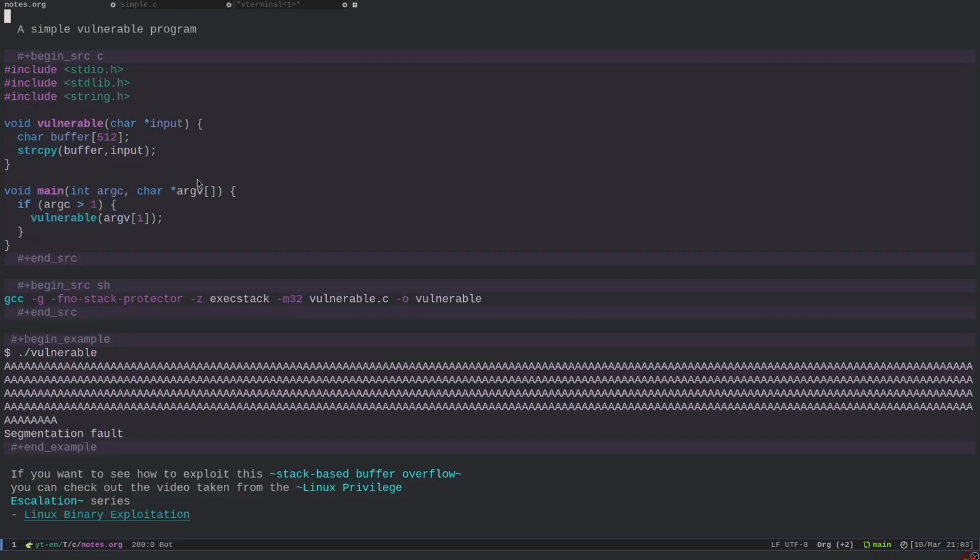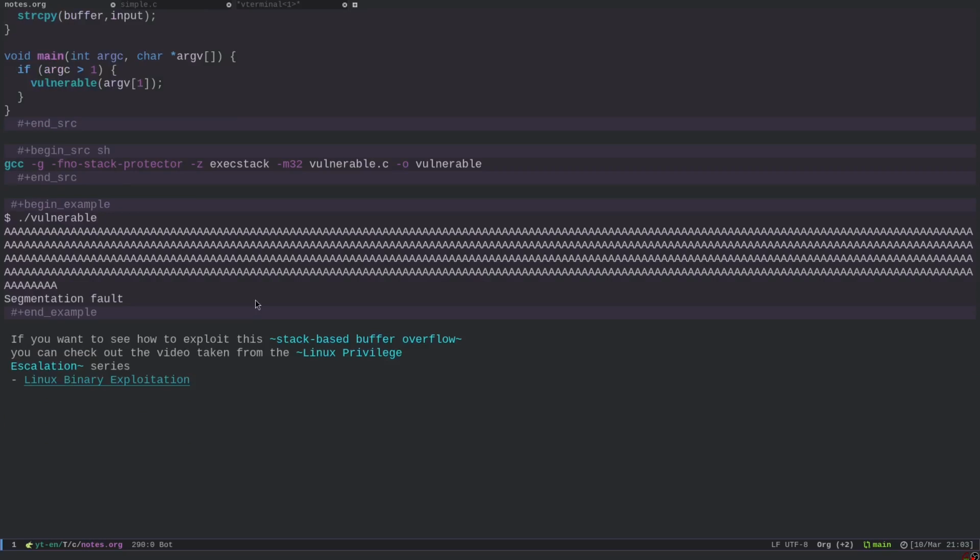Now, I've actually talked about this in my Linux privilege escalation series, when I talk about Linux binary exploitation. This is because these types of attacks, binary exploitation attacks, are used to do privilege escalation, are used to cross security boundaries, to gain more privileges and to own a system.